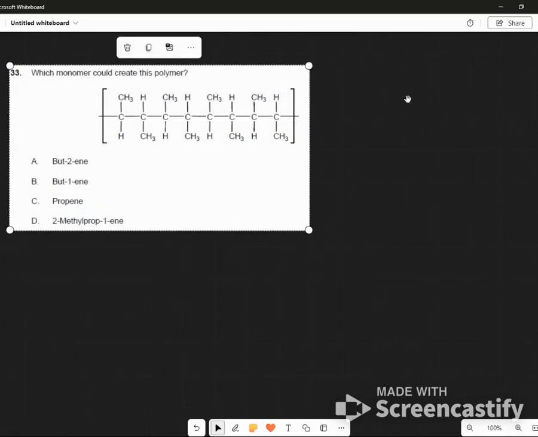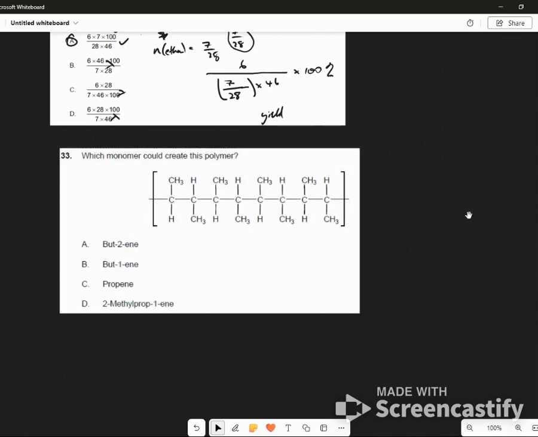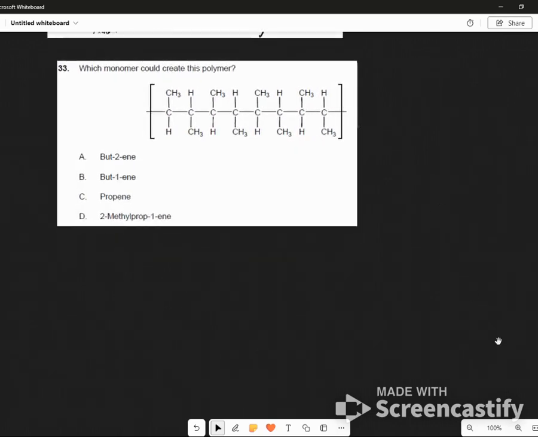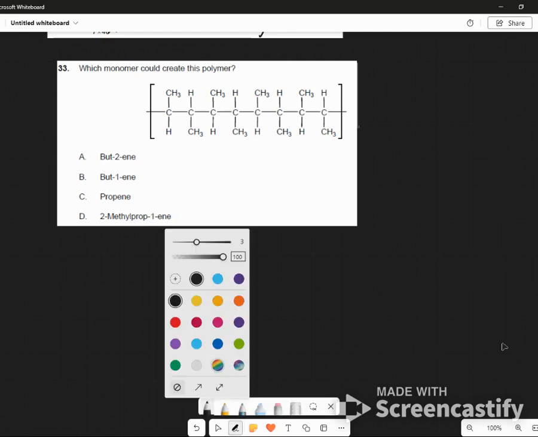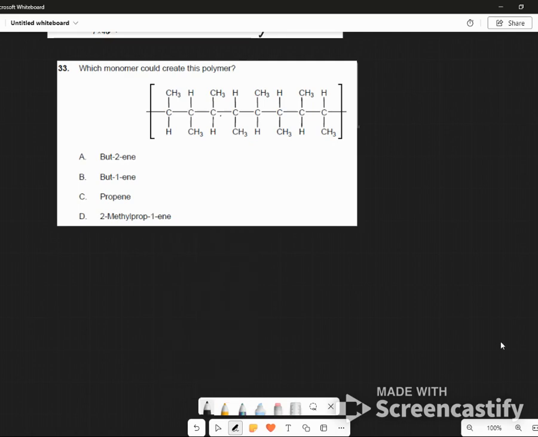What monomer could create this polymer? Okay, so we have to find that out. This is the way we do these things. Very simply, we pick any bond here and make it a double bond. There, I'm making that one a double bond, and get rid of everything on the left and everything on the right. And what's this? 1, 2, this is butene. Butene, so the answer is A. Simple as that.